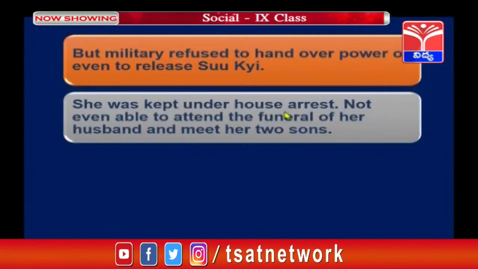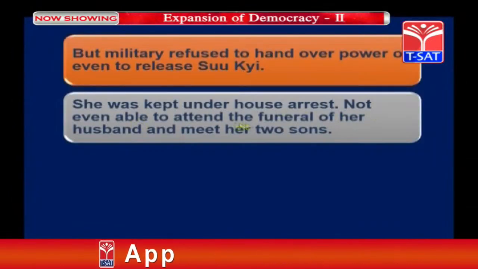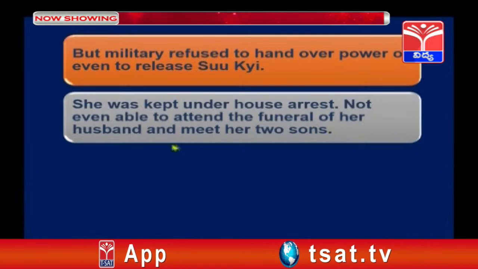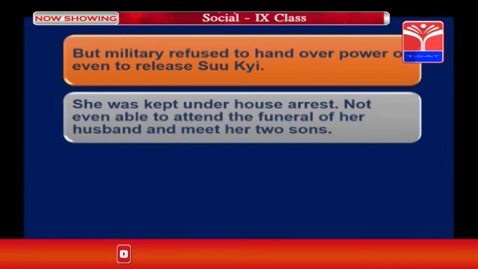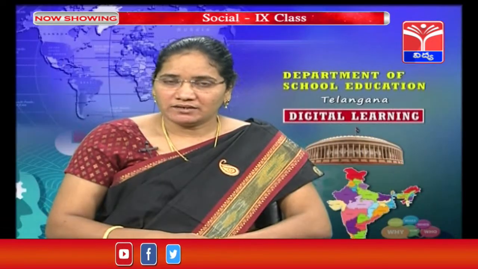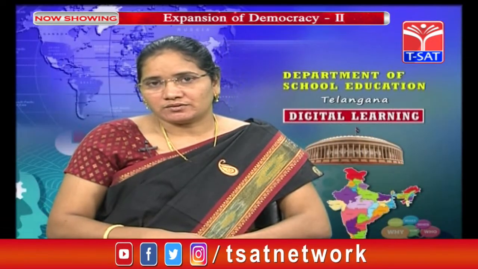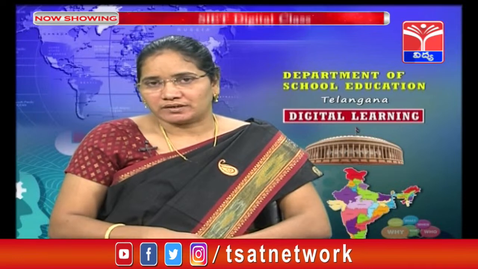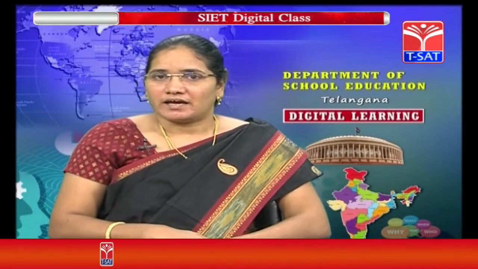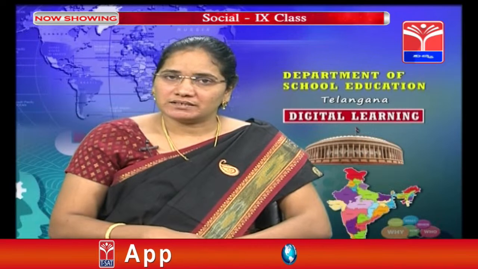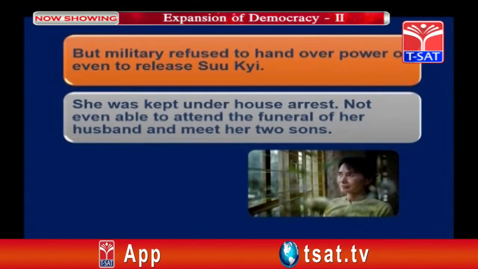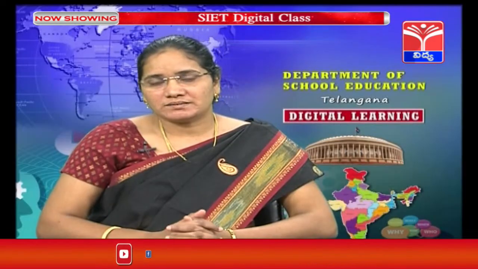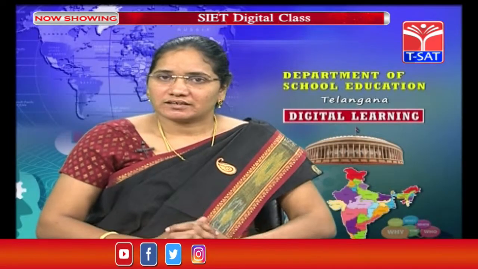They refused to give the authority, and she was kept under house arrest, not even able to attend the funeral of her husband. So she was in house arrest, and even when her husband died, she was not allowed to come out and attend the burial, that is the funeral, and she was not even allowed to meet her two sons. With this, later there was more worldwide pressure on this country.